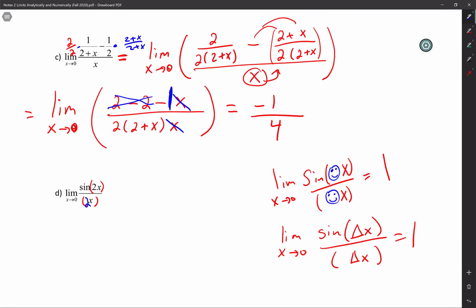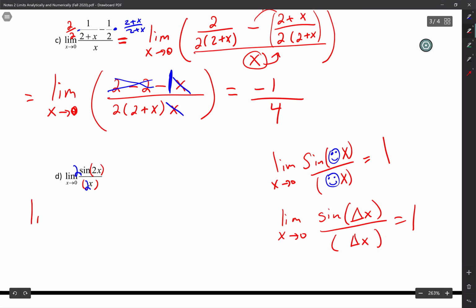I put a 2 in the bottom. That's magic. I need to balance it. I need it to be 1 on the top. Put a 2 on the top. So look, I'm going to put the 2 right there. So now it looks like this. Let me show you how it really looks. It looks like the limit as x approaches 0, and then I'll have this.